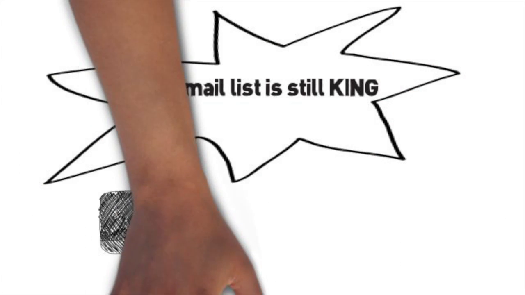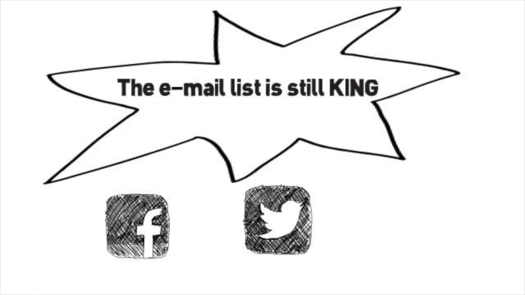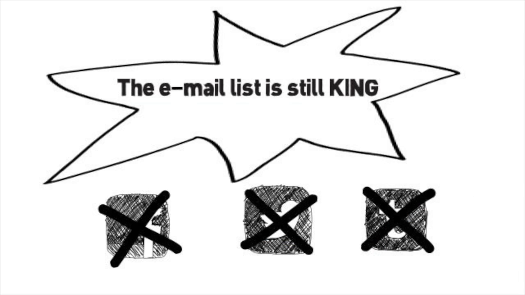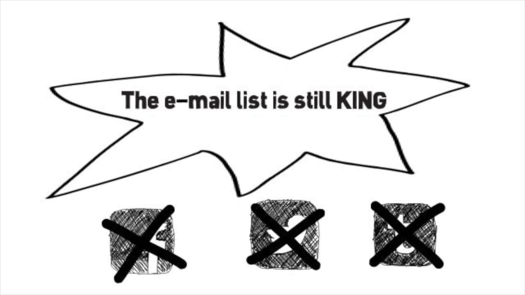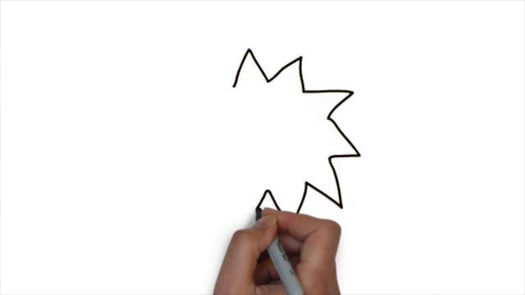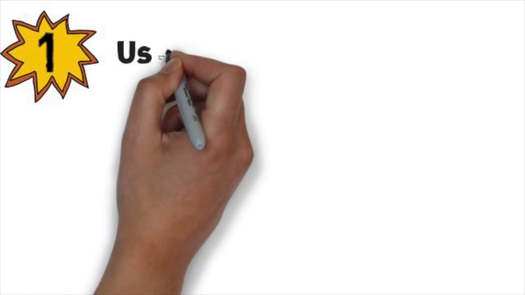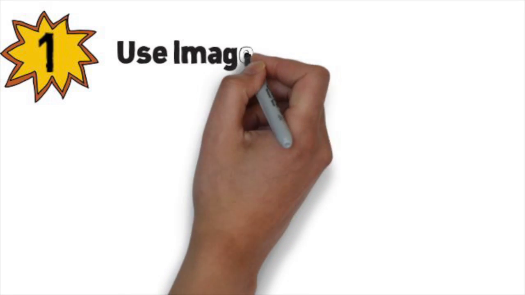The email list is still king. No matter how much talk there is about Facebook likes and Twitter followers and blog subscribers, email lists still convert the most sales. At the same time, email subscribers are more discerning than ever. To attract subscribers and to keep them, it requires upping your game. Open rates are on a decline for anyone still stuck in the past with their email practices. Let's take a look at 5 ways to level up your email newsletter and keep your readers coming back for more. The first way is to use images.